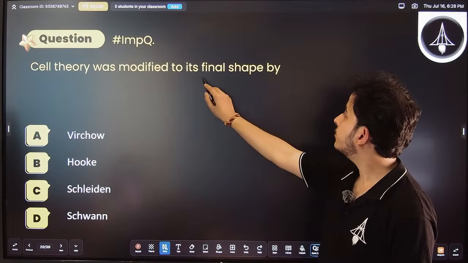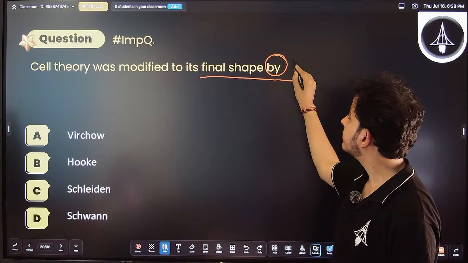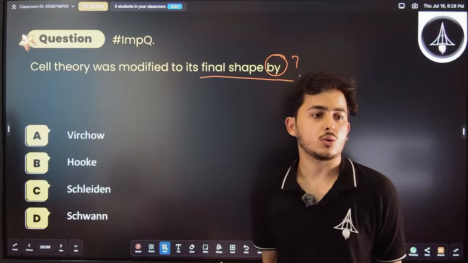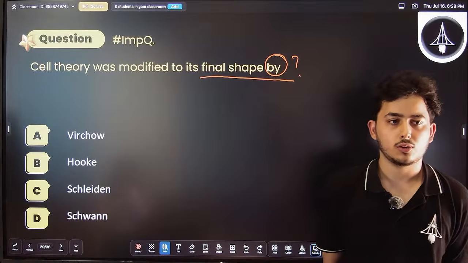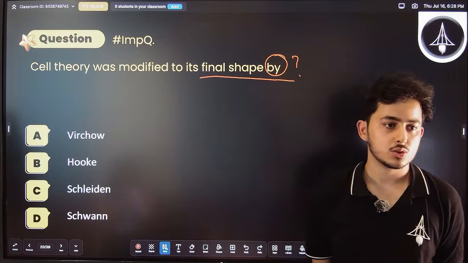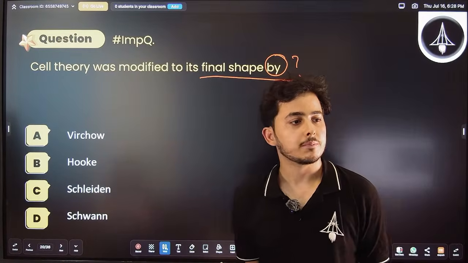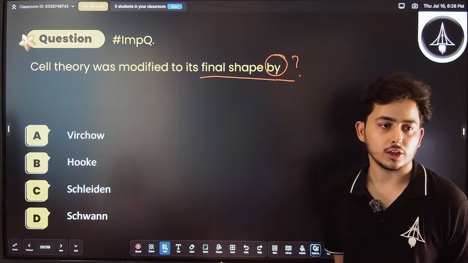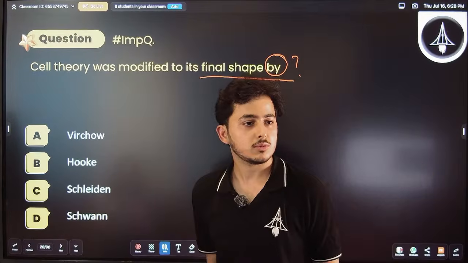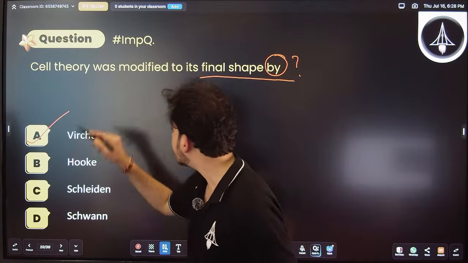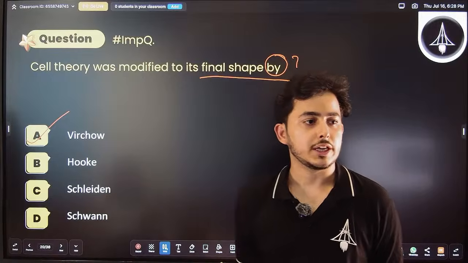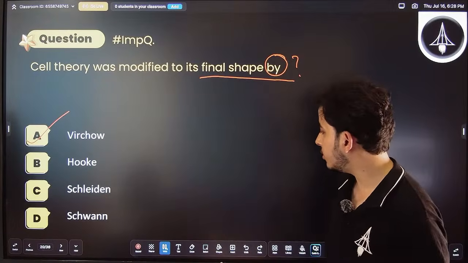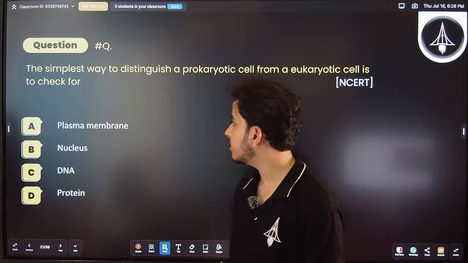Cell theory was modified to its final shape by. Now, these questions are relevant for NEET, not for IIT and NEST. IIT NEST questions I will discuss further. Everyone is going with option A, someone was with option D, I don't know who. So that is Virchow. He modified the cell theory. He told that cells come from pre-existing cells.